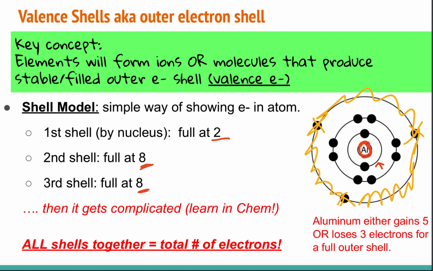So it can dump 3 electrons. And now the last shell that has electrons is the second one, and that one is full. So this aluminum can either, in order to achieve happiness, gain 5 electrons or lose 3. And in general, for atoms, it's going to do the thing that requires less effort. So this aluminum is most likely to form an ion by losing 3 electrons instead of gaining 5.